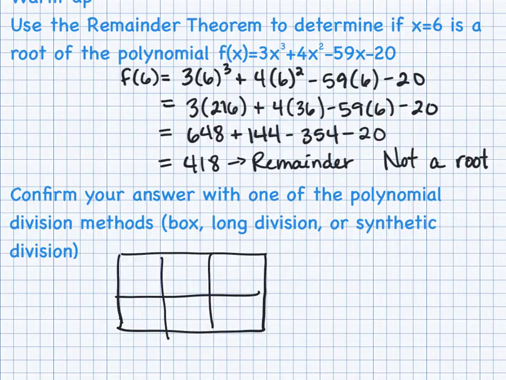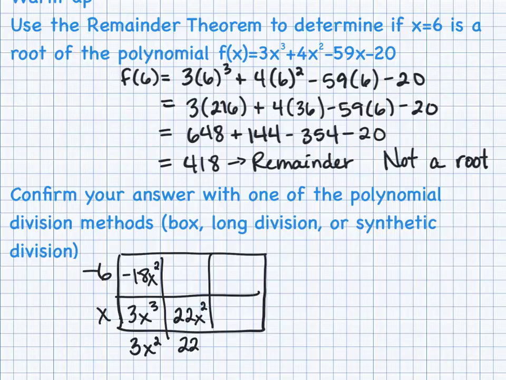So using the area model, we take the factor x minus 6 if it has a root at x equals 6, which we know it does not, but we want to confirm our answer here. We put the first term in the lower left box, factor out the 3x squared, because we know that x times 3x squared gives us 3x to the third. Then we multiply 3x squared times negative 6 to get negative 18x squared. We know that our x squared needs to be 4x squared, so 4x squared minus a negative 18x squared is going to give us 22x squared.